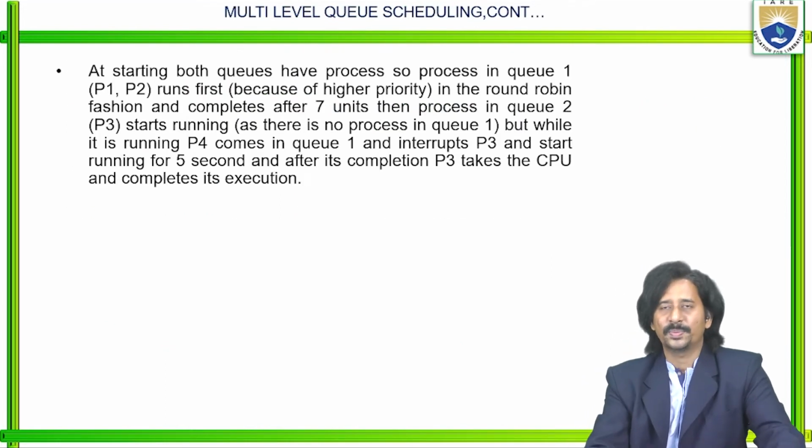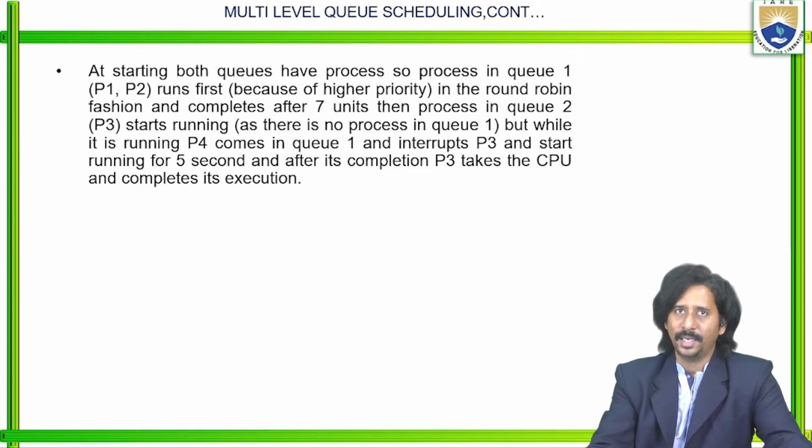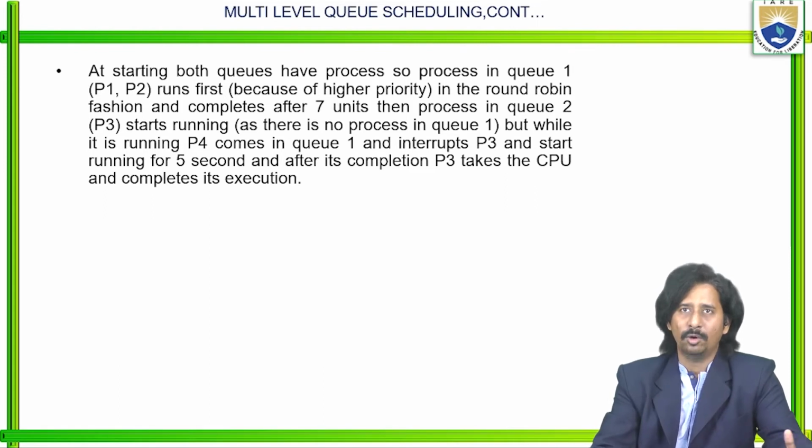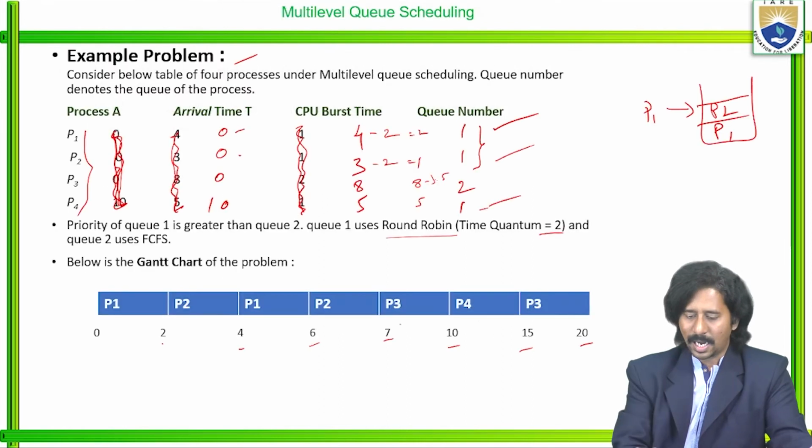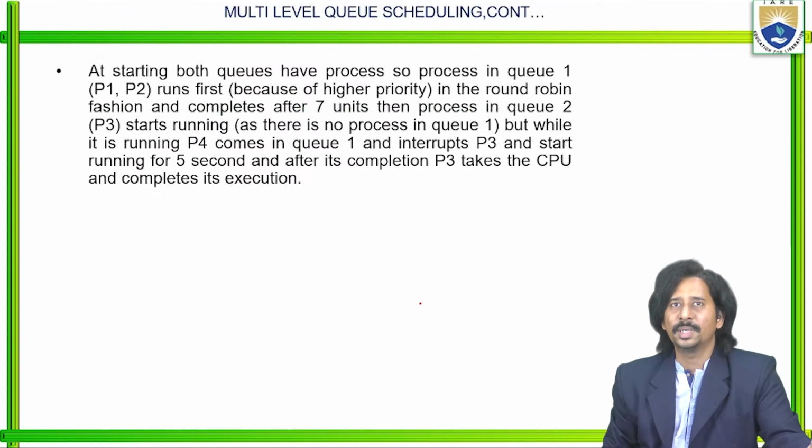So this is the explanation regarding that Gantt chart. At the start, both the queues have processes, right? So the process in Q1, either P1 or P2, runs first because of highest priority in the round robin fashion and completes after 7 units. Then the process in Q2, right?